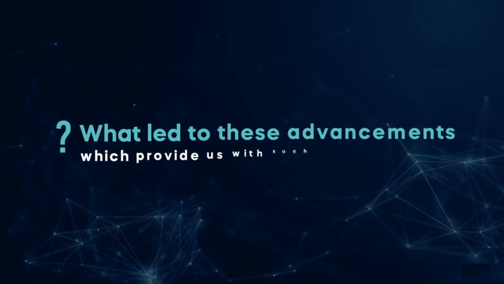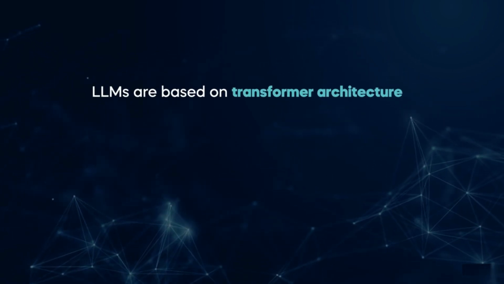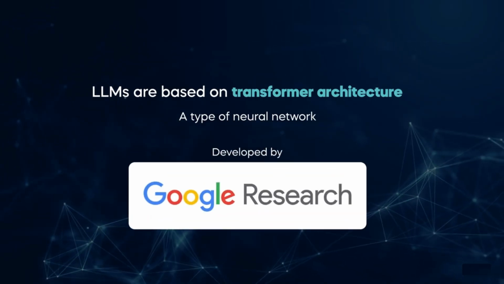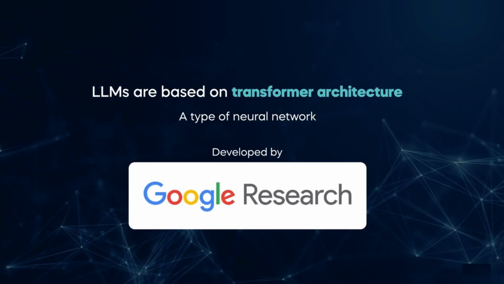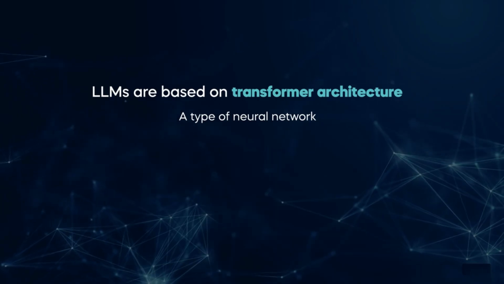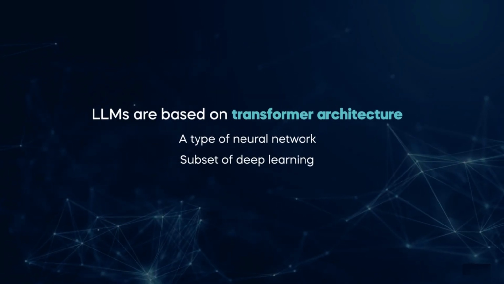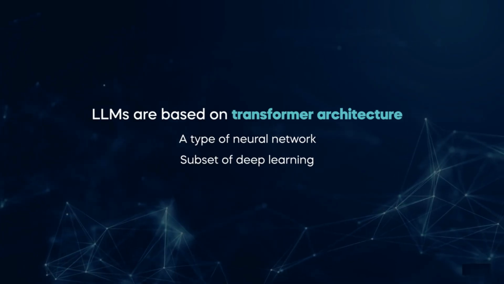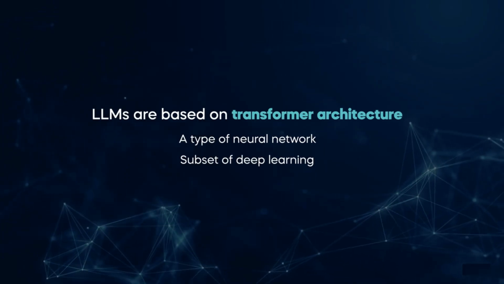Large language models are based on a transformer architecture, a type of neural network that was developed by Google Brain researchers in 2017. Transformers are a subset of deep learning. So before we jump into learning about transformers, let's quickly recap what we mean by deep learning.